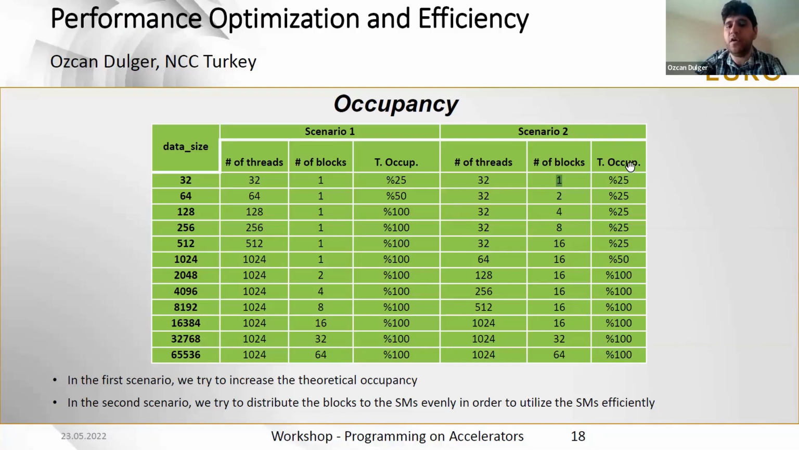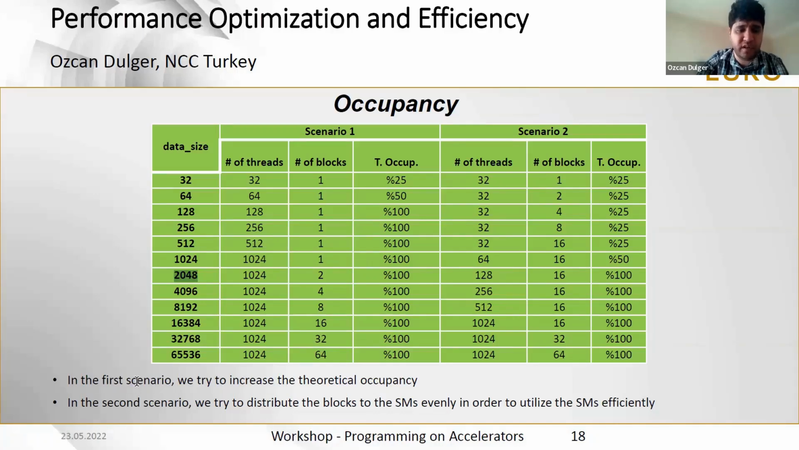And the theoretical occupancy is very low until the data size is 2^11. Why? Because we do not increase the number of threads for the small data sizes. So we achieve 100% theoretical occupancy for the second scenario when the data size is 2^11 here.